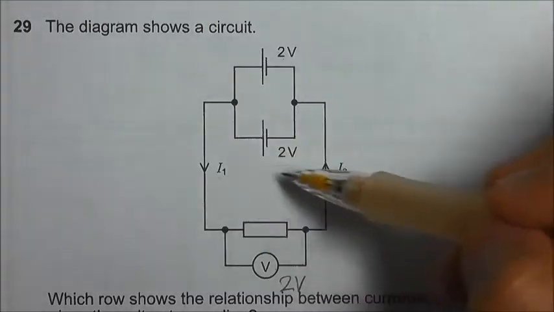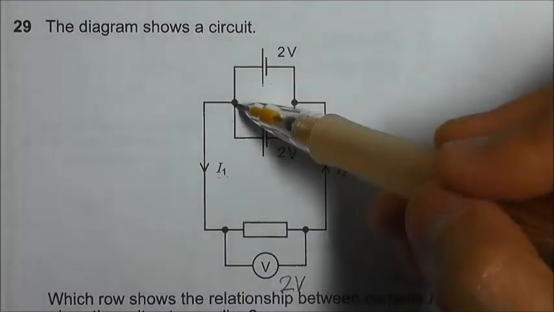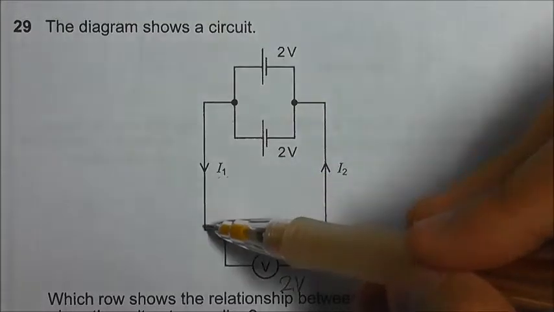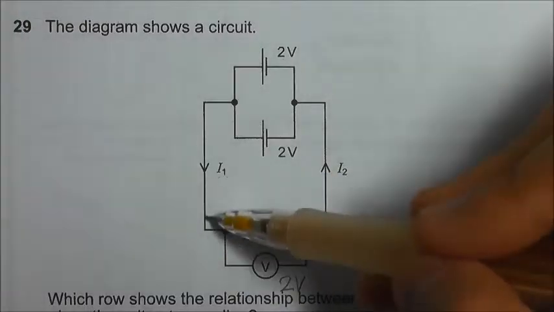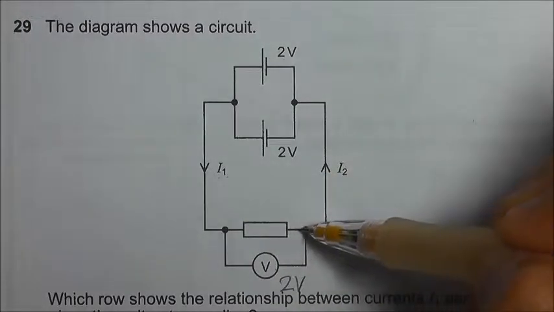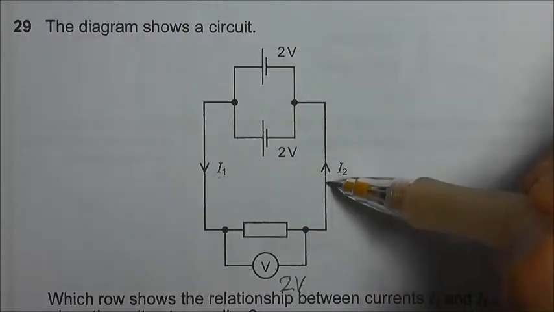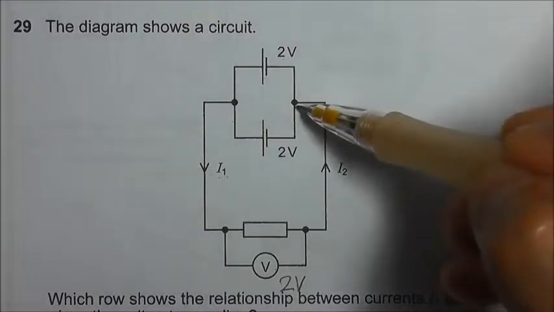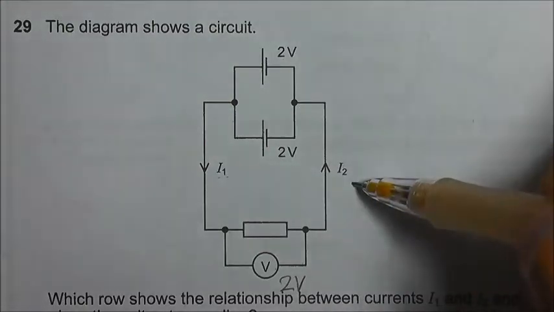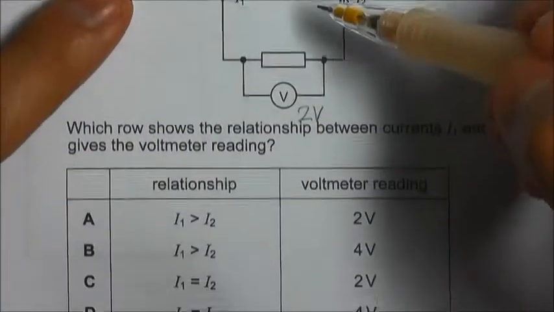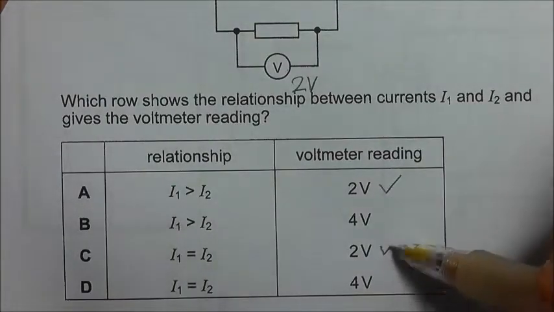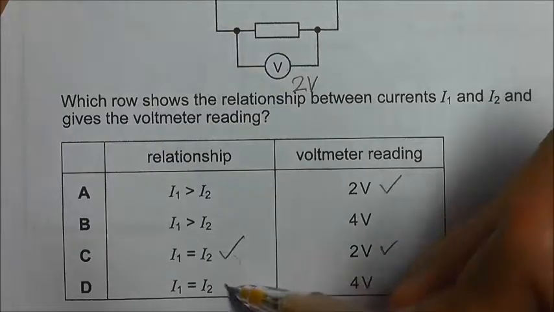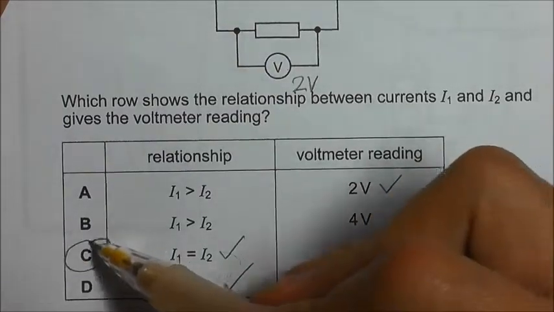And for currents I1 and I2, because there's only one path for the current to flow, and the voltmeter is very high in resistance, no current will flow through it. So all the current will flow through the resistor. Then after that, it will come back here, form I2, and come back to the battery. So I1 and I2 are the same. So we look at the options. Voltmeter reading is 2 volts. I1 equals I2. So the answer should be C.